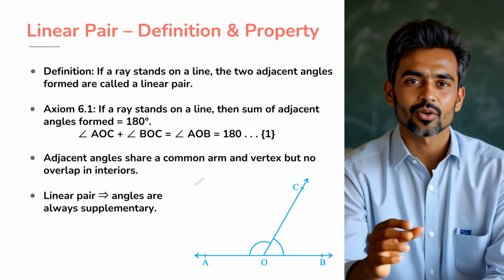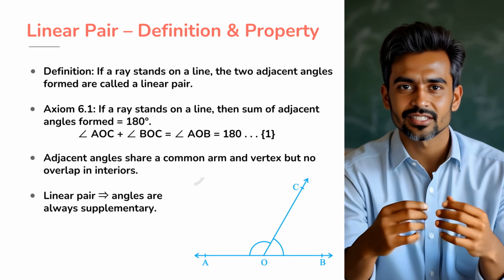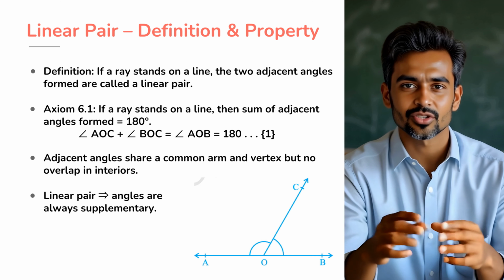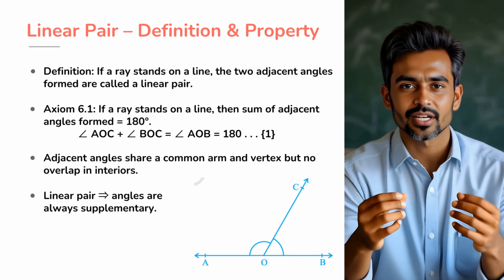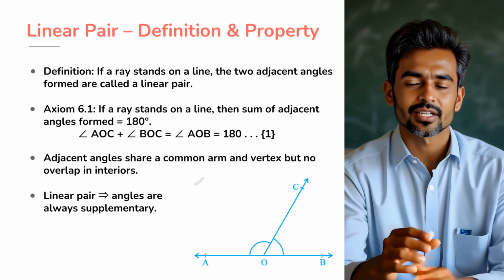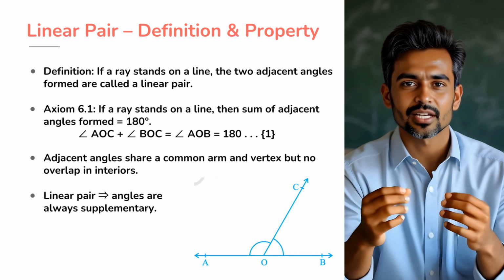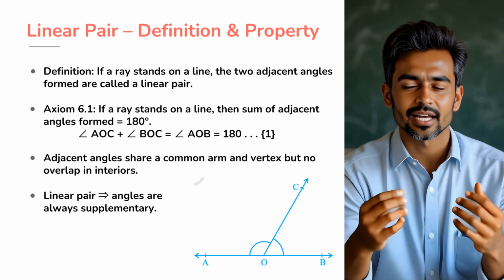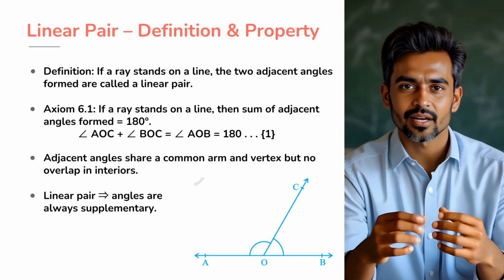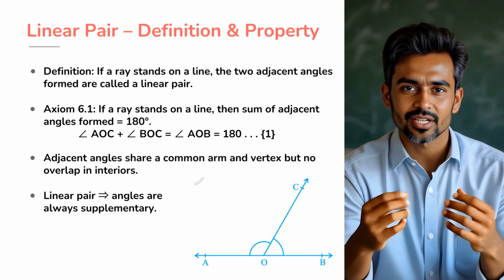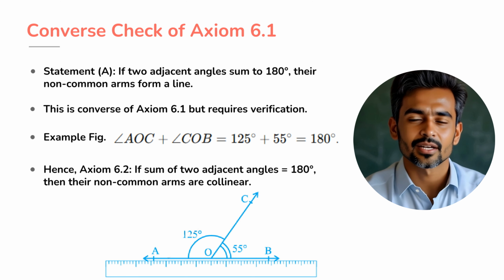Now, let's carefully look at the linear pair axiom. Axiom 6.1 states, if a ray stands on a line, then the two adjacent angles formed are a linear pair and together equal 180 degrees. For example, imagine line AB with a ray OC standing on it at point O. The angles formed are angle AOC plus angle BOC equals angle AOB equals 180 degrees. So, in simple words, a linear pair is just like two friends who always complete each other to make a straight line.